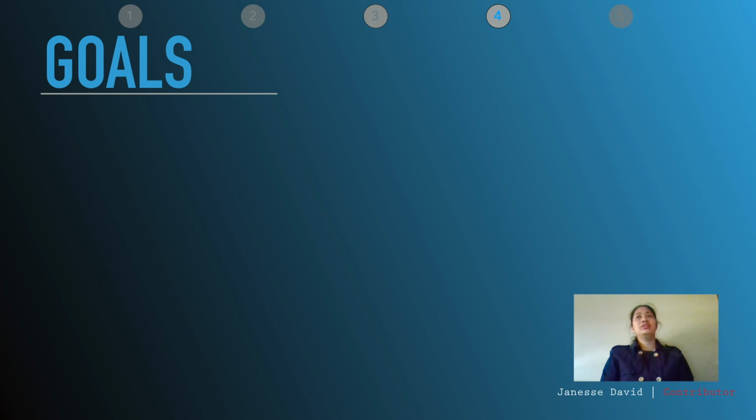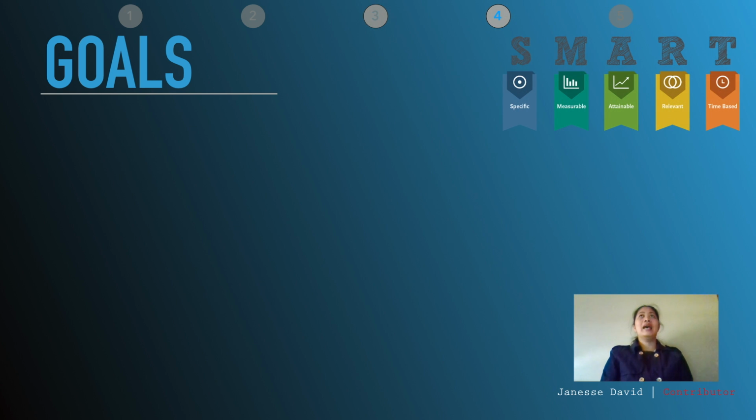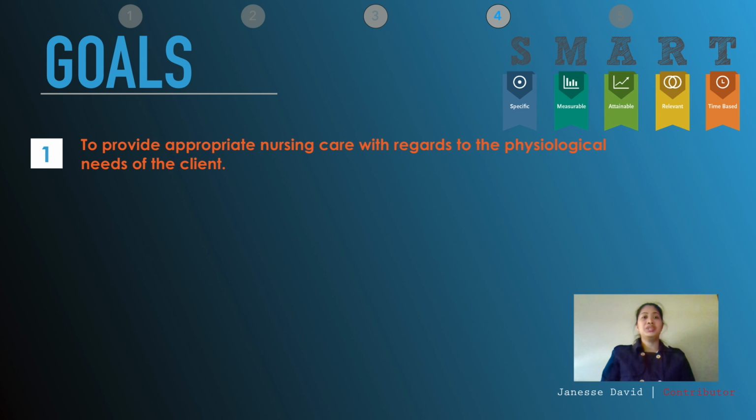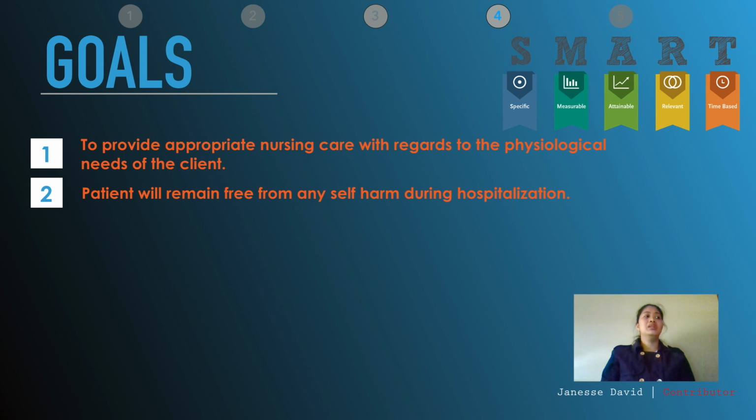For the goals of the patient, we use the acronym SMART, which is S for specific, M measurable, A attainable, R realistic, and T for time bound or timely manner. Number one goal for this patient is to provide appropriate nursing care with regards to the physiological needs of the client. Number two, patient will remain free from any self-harm during hospitalization, by understanding and agreeing to refrain from harming self within 24 to 48 hours of hospitalization. Number three, encourage her to express her feelings, for example about why she wants to harm herself, and what were the domestic problems leading to the suicidal attempt.